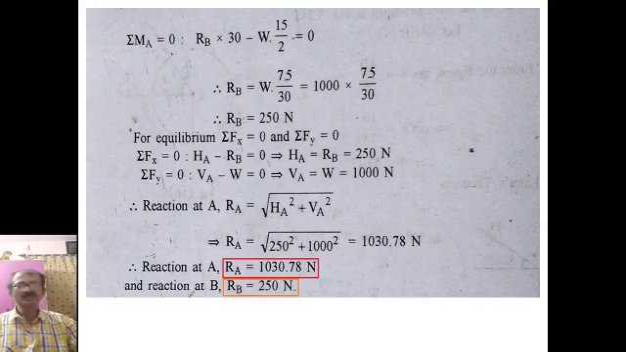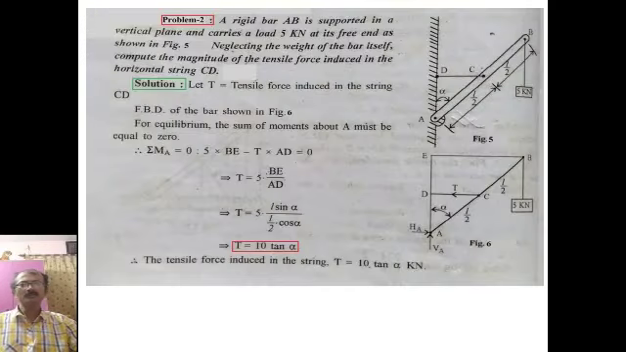So, reaction force at point A, that is Ra equals 1030.78 Newton, and reaction force at point B, that is Rb equals 250 Newton. Now, problem number 2: a rigid bar AB is supported in a vertical plane and carries a load 5 kilonewton at its free end as shown in figure 5. Neglecting the weight of the bar itself, compute the magnitude of the tensile force induced in the horizontal string CD.